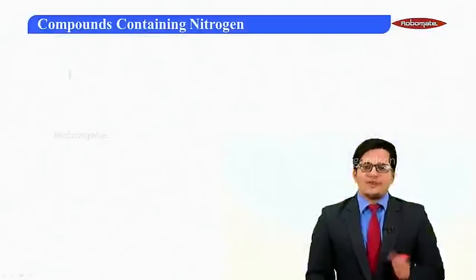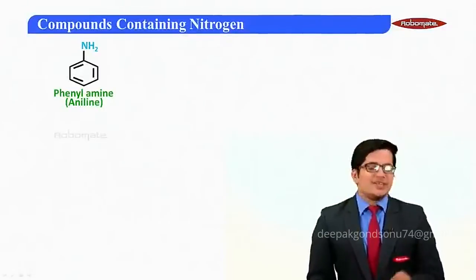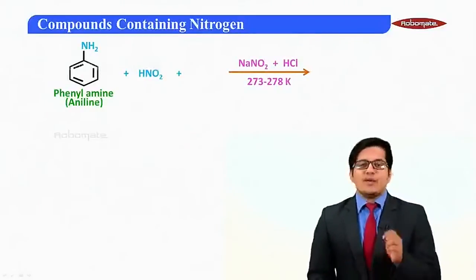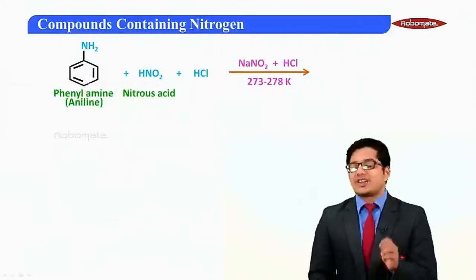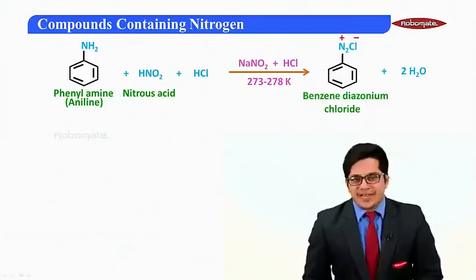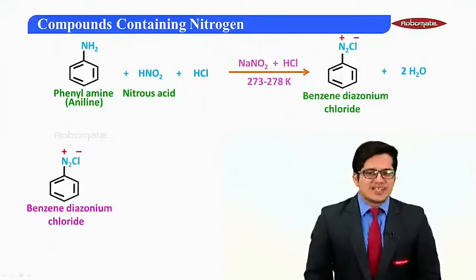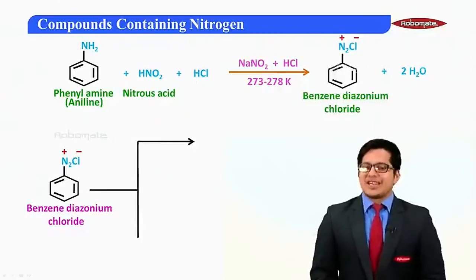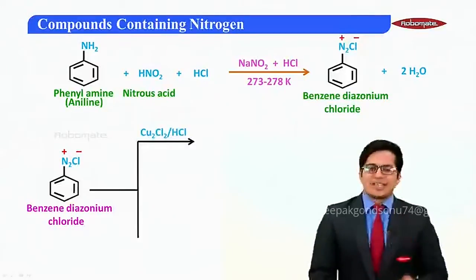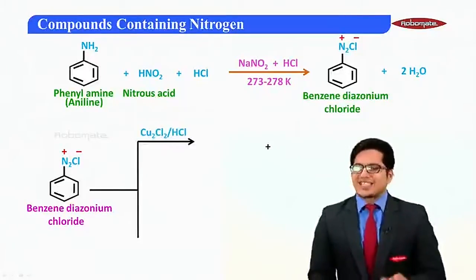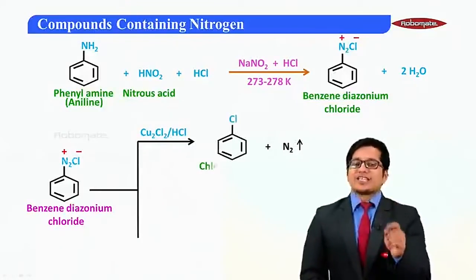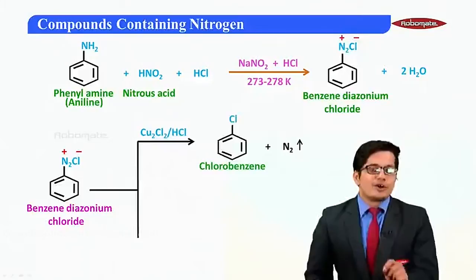So, firstly, in Sandmeyer reaction, we need to prepare the diazonium salt. So let's prepare it again with the help of HNO2 and in excess of HCl. We get a compound that is benzene diazonium chloride. Now when this benzene diazonium chloride is treated with cuprous salt, that is Cu2Cl2, in the presence of HCl, let's see what do we get. Firstly, nitrogen is liberated, and along with this you would get a compound chlorobenzene.